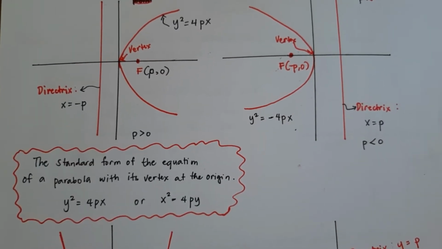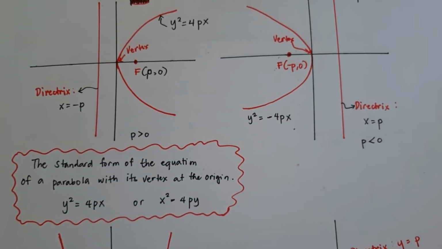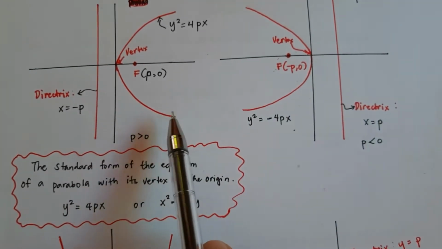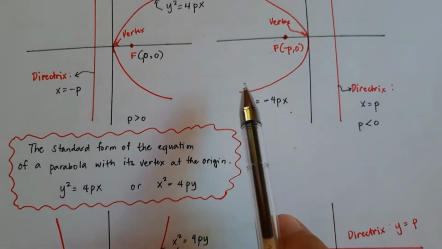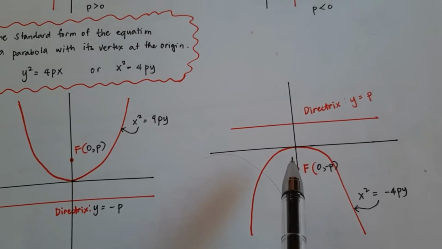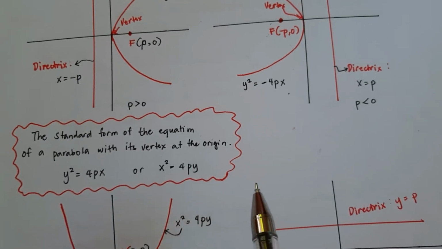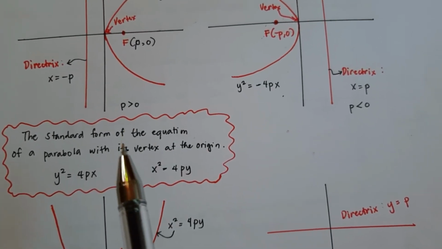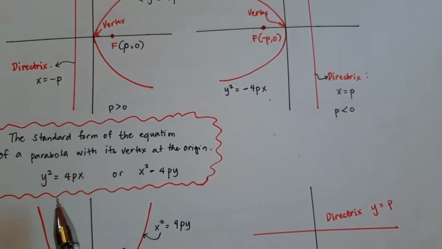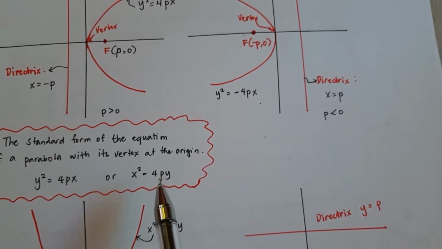Muna tayo sa parabola with vertex at the origin. So, apat lang ang opening ng parabola. It's either to the right, or to the left, or upward, and downward. Okay. So, kung sa origin ang vertex, the standard form of the equation of the parabola with its vertex at the origin is y squared is equal to 4px or x squared is equal to 4py.